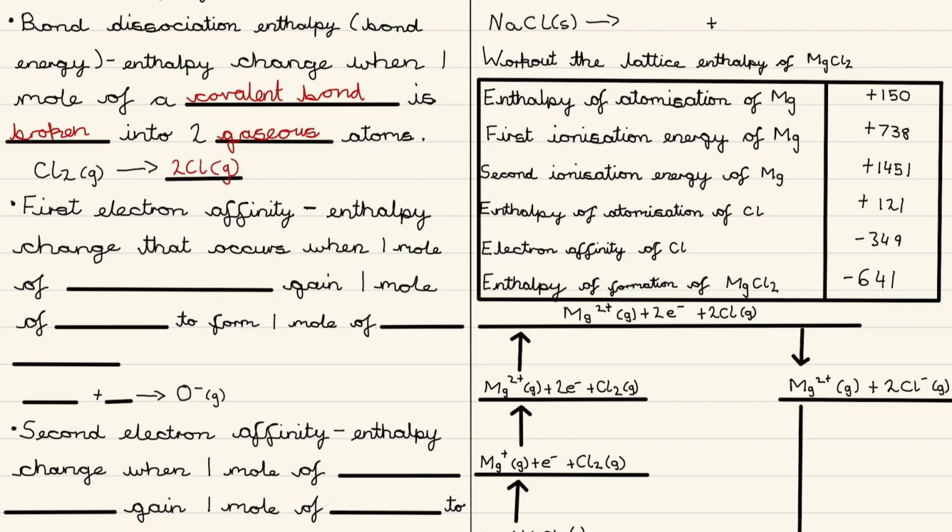Next we have the first electron affinity. This is the enthalpy change that occurs when 1 mole of gaseous atoms gain 1 mole of electrons to form 1 mole of gaseous -1 ions. So for example, for oxygen, you'd have oxygen in the gaseous state, and you're adding an electron.